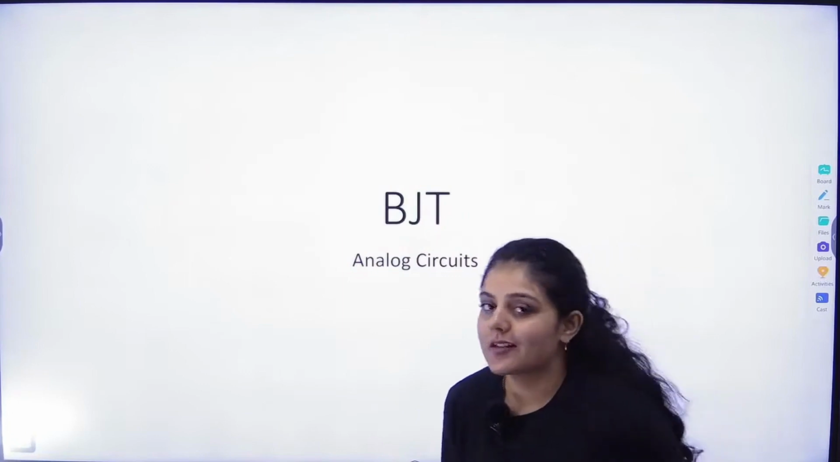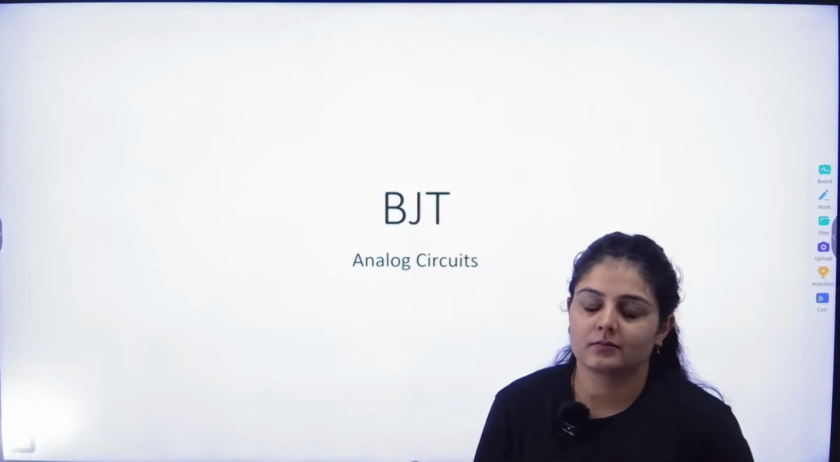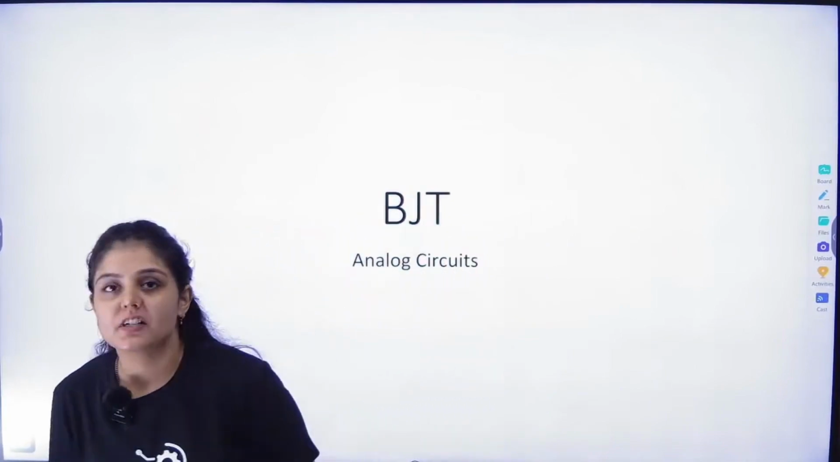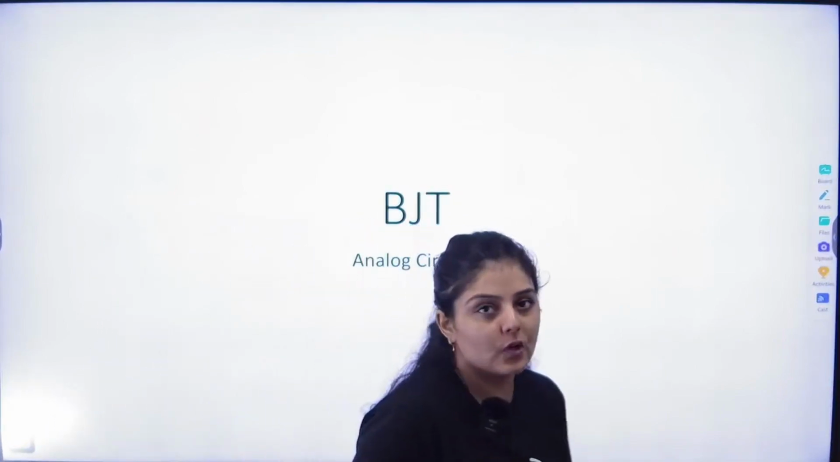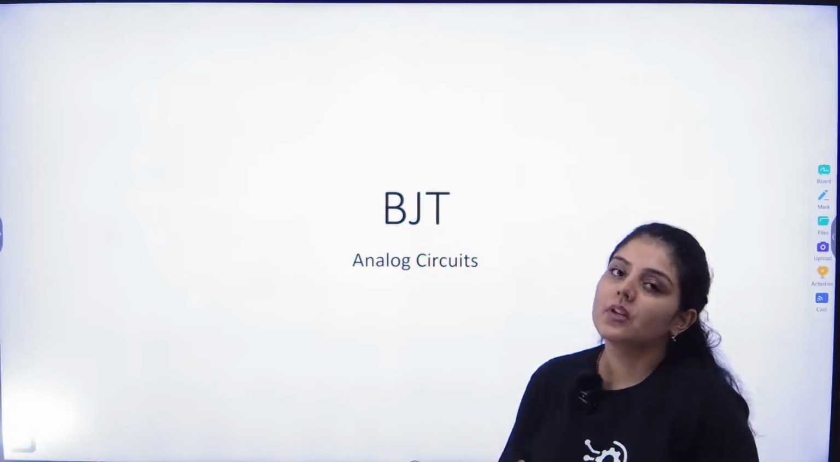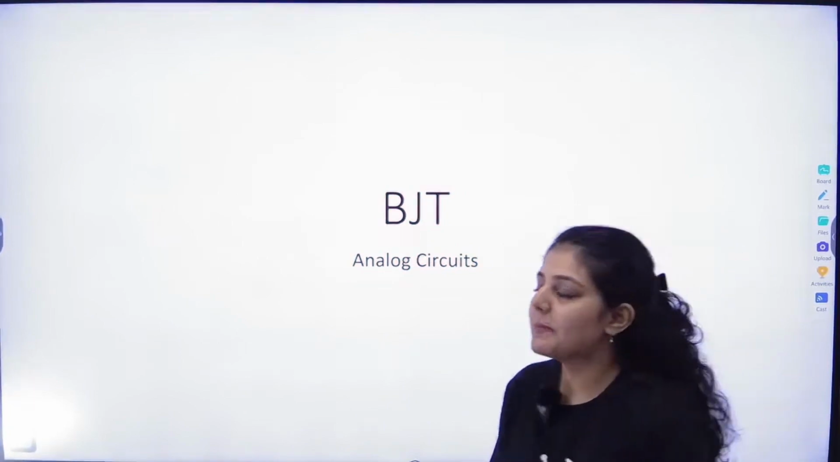Here we are discussing analog electronics, and this is the next topic, BJTs. BJTs are bipolar junction transistors. In BJTs, what you have to remember is that there are three configurations: common emitter, common base, and common collector.